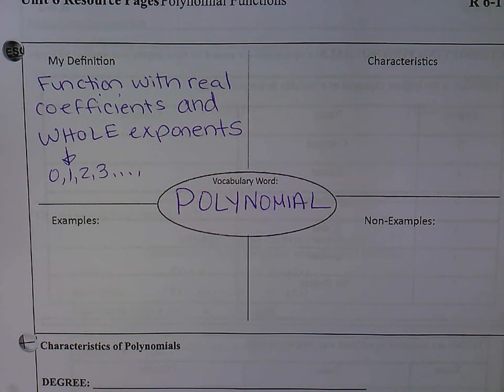We know that anything to the 0 power is 1. So x to the 0 power is allowed because x to the 0 power is 1. So x to the first is linear, x squared.